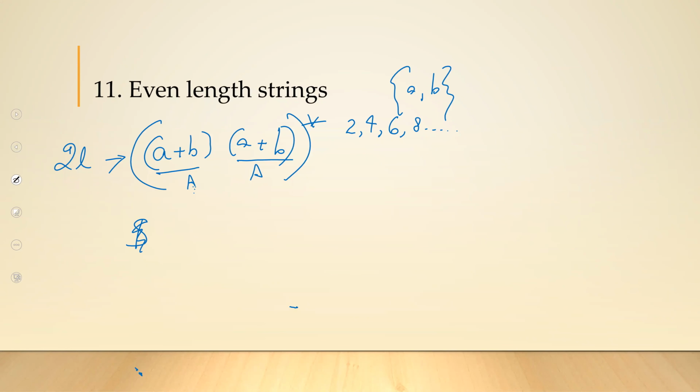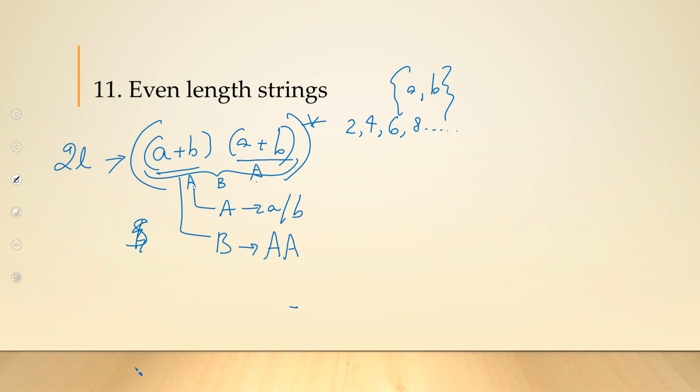We'll go simple. My A is either A or B. And now I'll go for this particular term, A plus B. So this is nothing but B can be either A followed by another. So this is my B part. My B is A followed by another A.